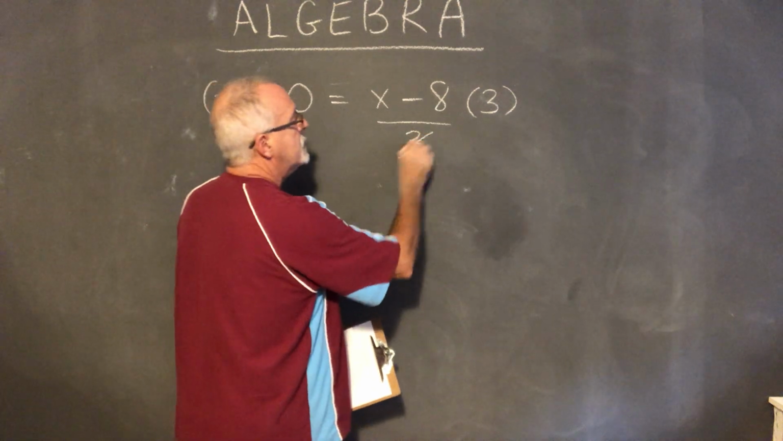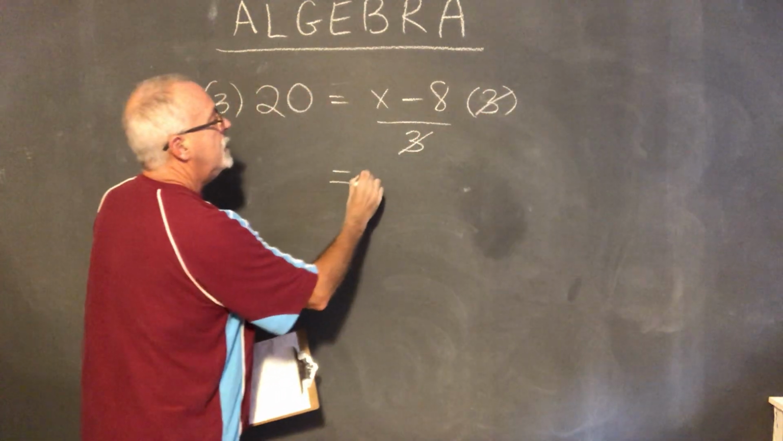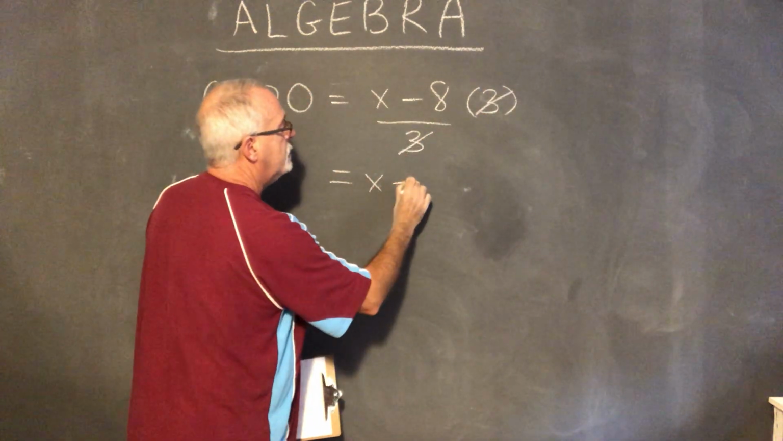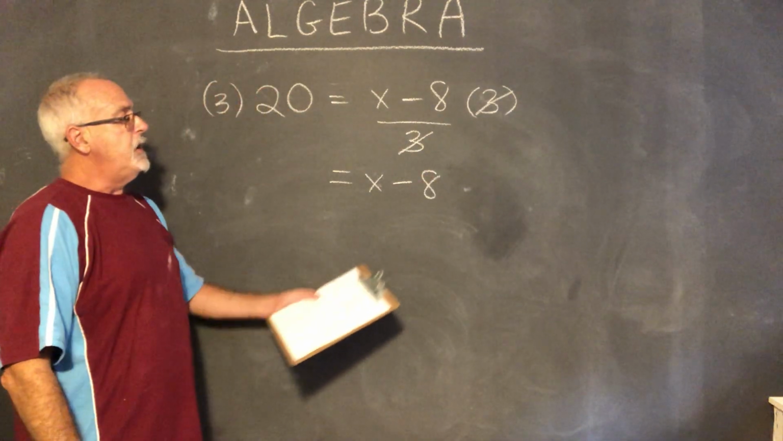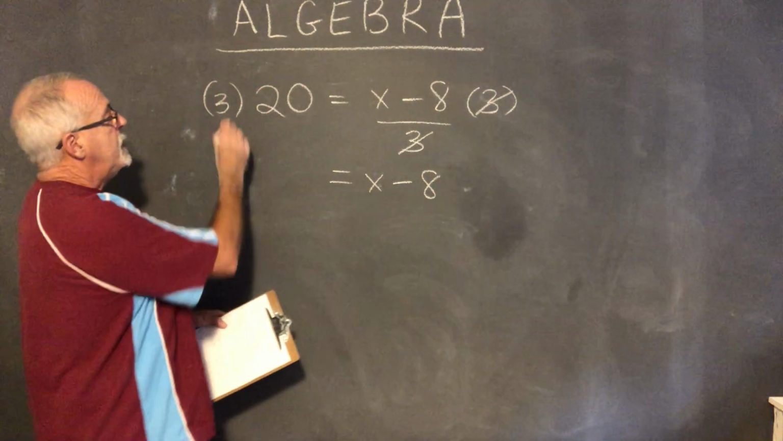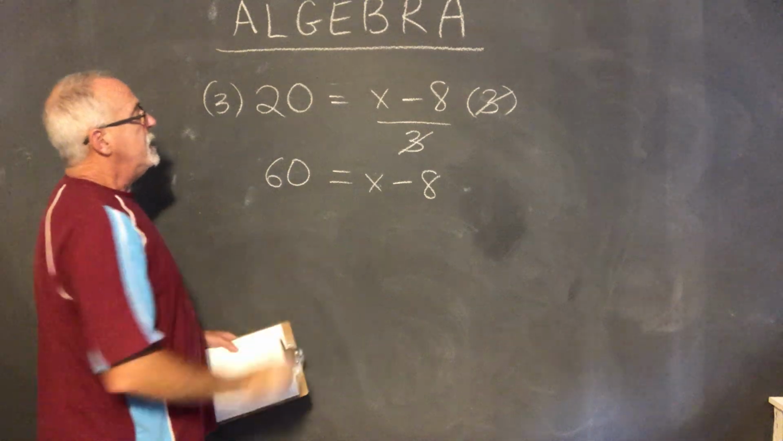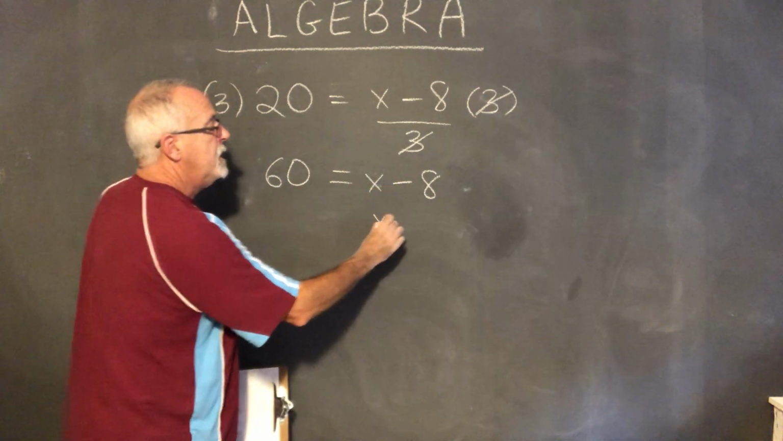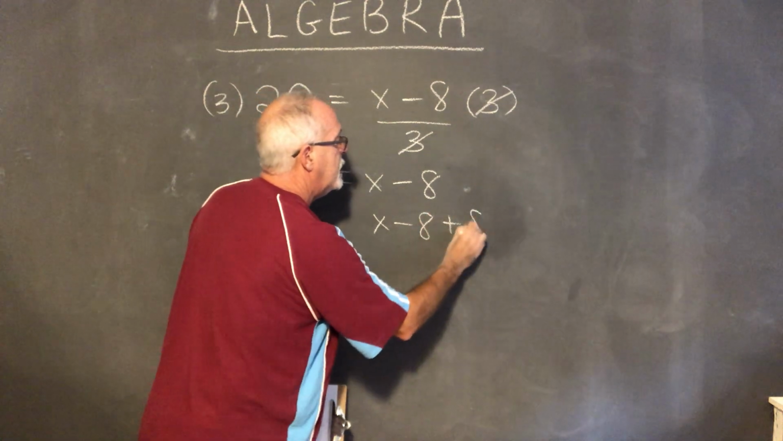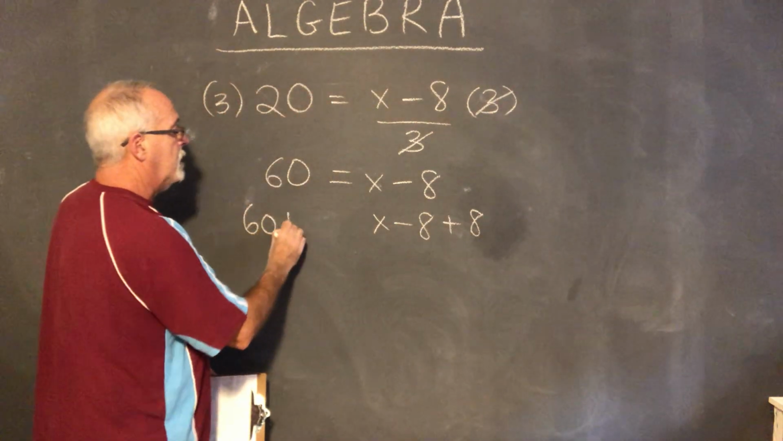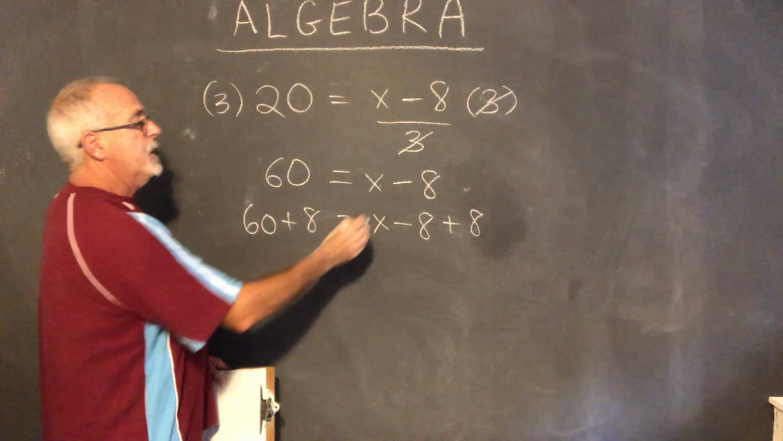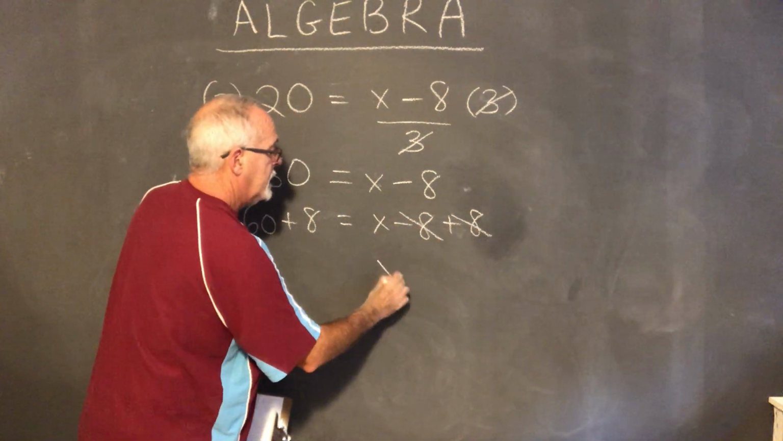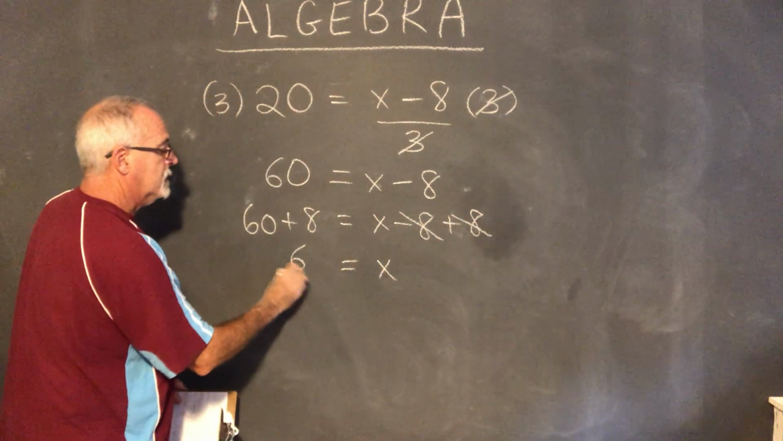Then, I will cancel the 3's. I no longer have a fraction on the right side. I don't need to write it as a fraction. X minus 8 is enough. And 3 times 20 equals 60. So now I can finish off. My x is having an 8 subtracted from it. I'm going to do the opposite, which is to add an 8. Therefore, I am adding an 8 on both sides. These cancel. X is alone. 60 plus 8 is 68.